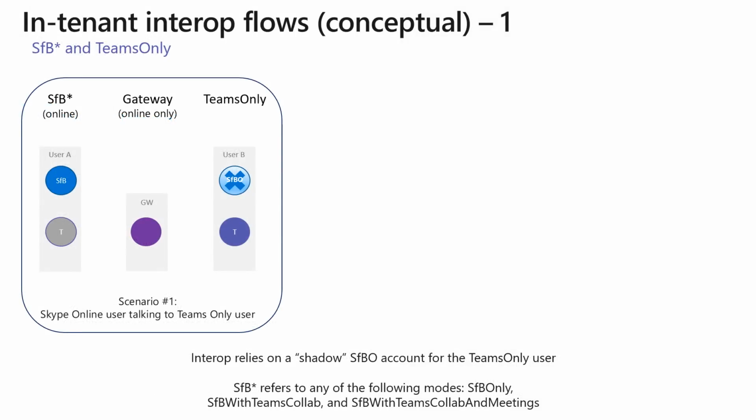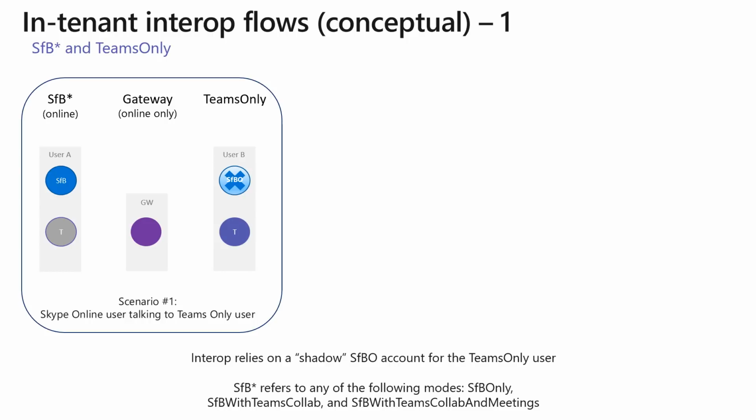So let's break down the interop flows conceptually so that we can see what's actually happening behind the scenes. So let's go through a couple of scenarios. Now, to set the stage here, the first scenario that we're looking at is a Skype for Business online user. This user is now talking to a Teams only user.